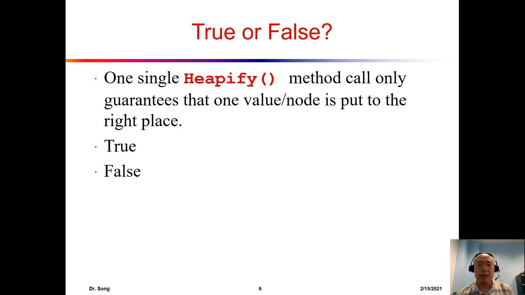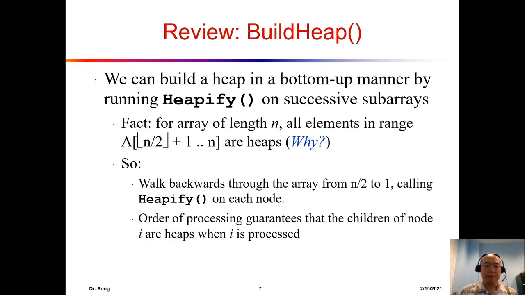What do we guarantee? We guarantee that this node is at the right place, and probably there are even more nodes that we need to heapify or we need to fix. But doing one heapify, and remember that heapify is recursive, so it's guaranteed that for that node, it will be put at the right place.